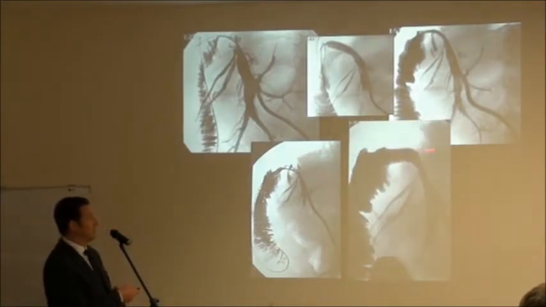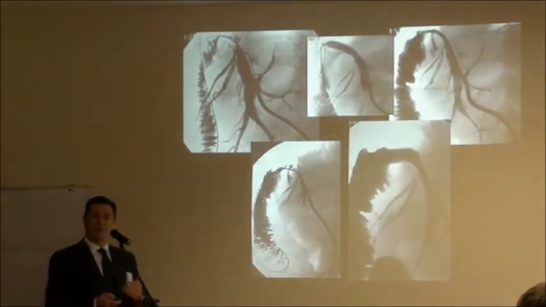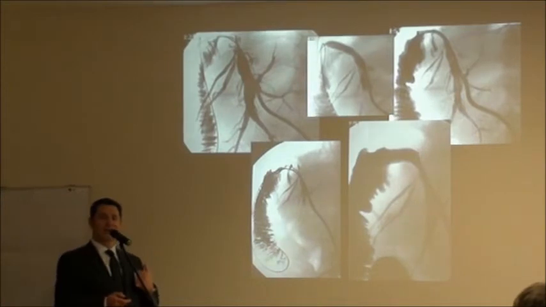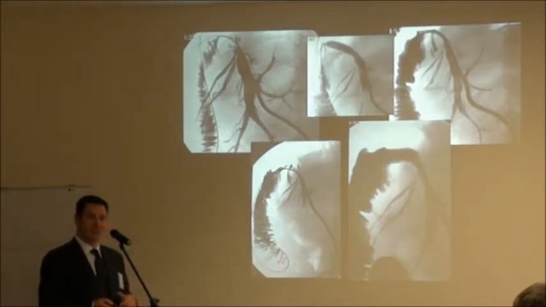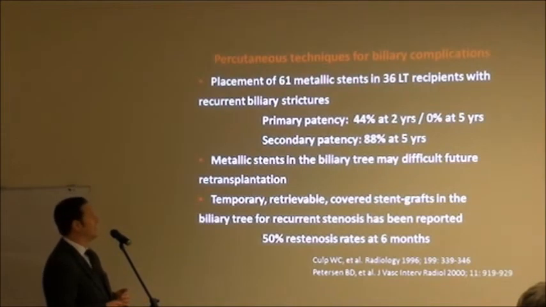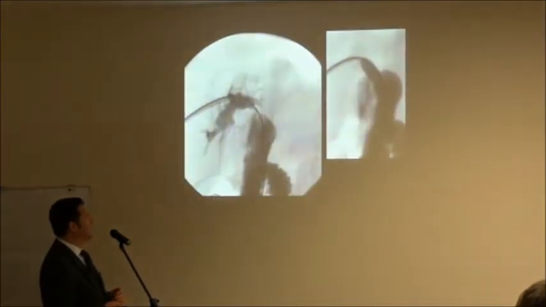You can see here the result is quite good, but we had all the problems that are reported with this kind of prosthesis. That means early occlusion and the need of new procedures in order to recanalize this prosthesis. So metallic stents are not the solution for this patient. This is the result of this kind of prosthesis.